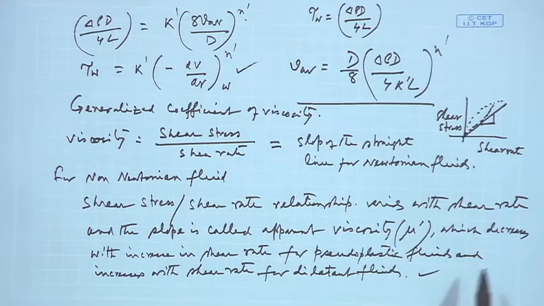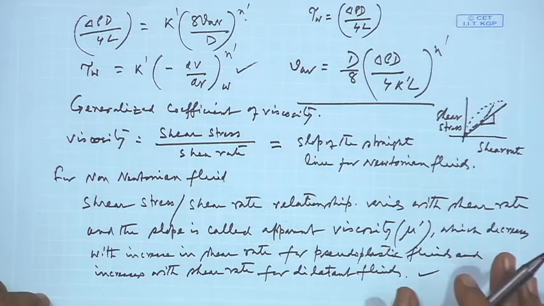So, till now this we have done, and apparent viscosity we have shown, and next time we will also talk about the apparent viscosity and the Reynolds number of the non-Newtonian fluids, right.